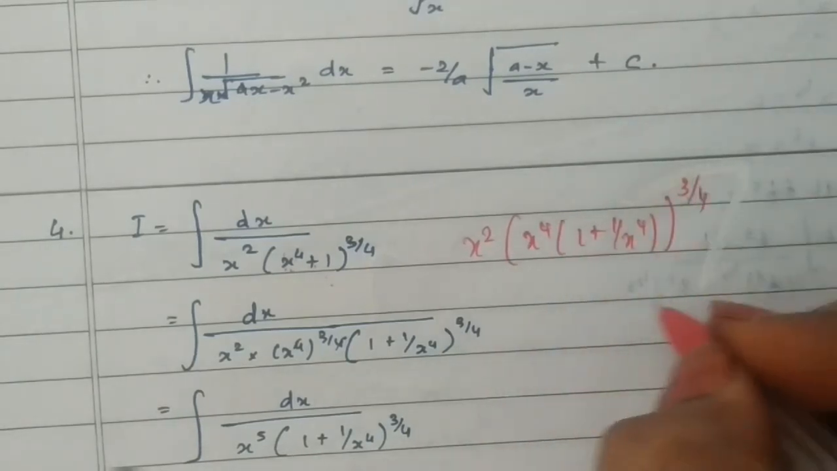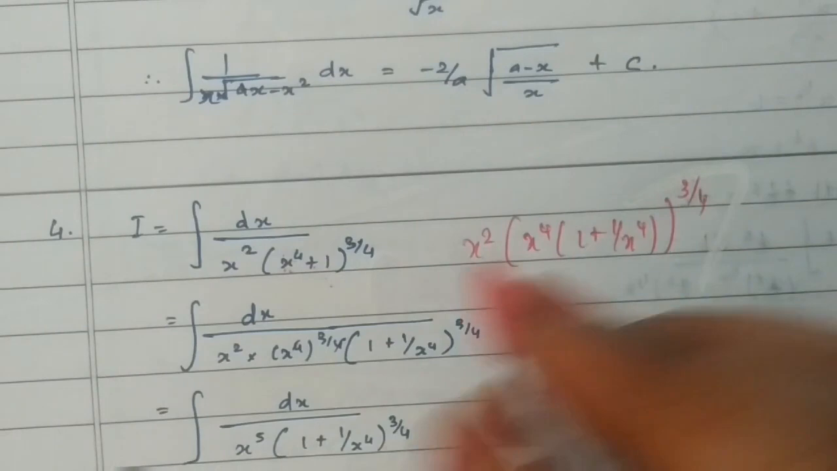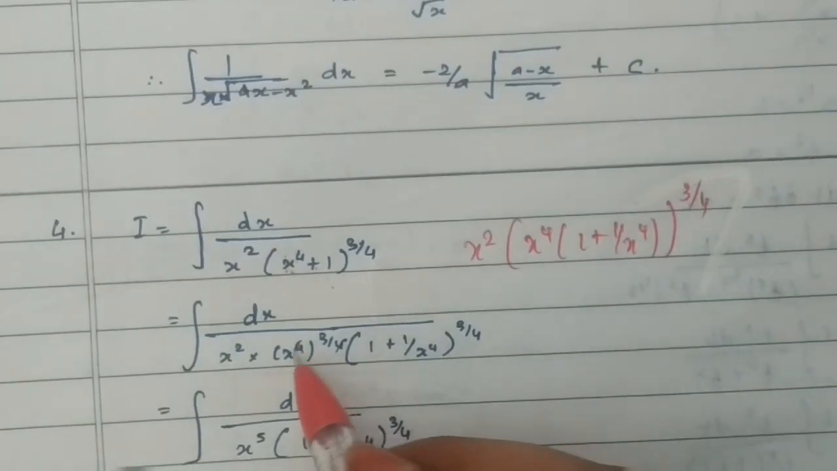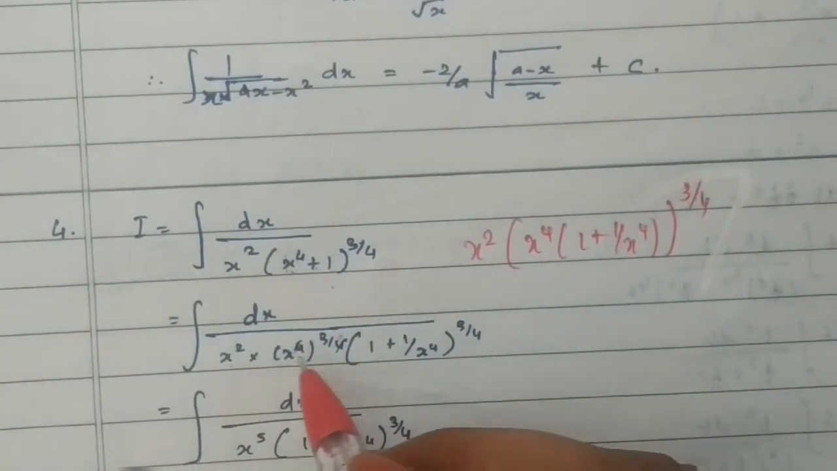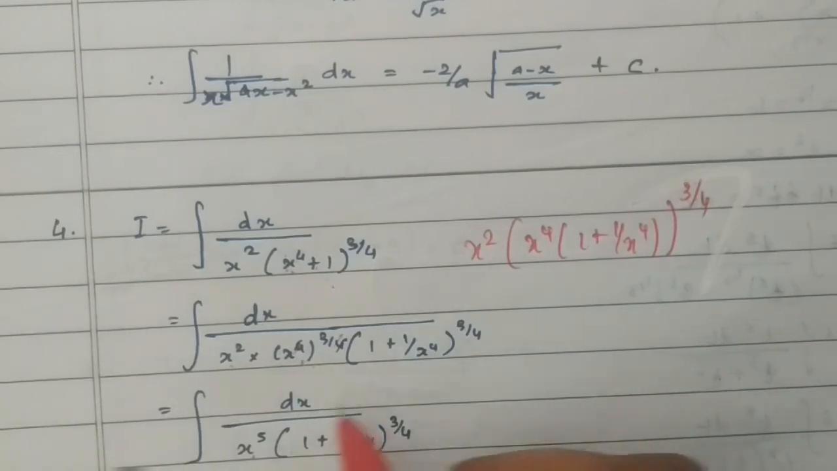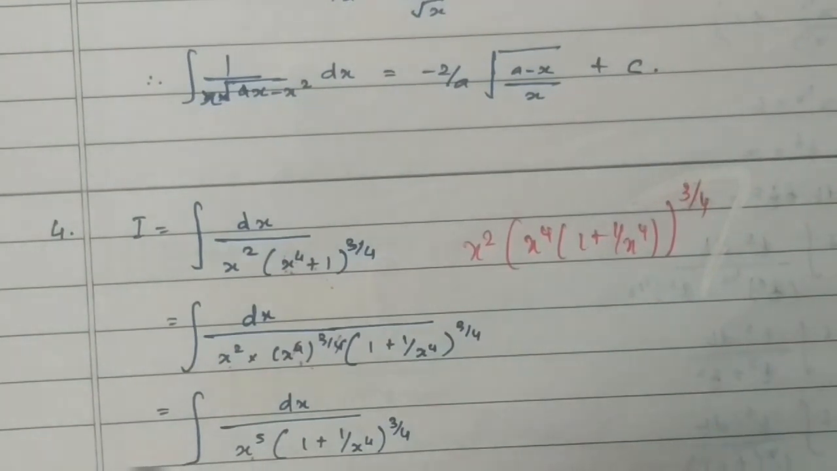a, b the whole power m can be written as a power m into b power m. So we are writing like this. Therefore this 4 and 4 will go off. You will get x squared into x cube, which is nothing but x power 5. And you will have 1 plus 1 by x power 4 whole power 3 by 4.